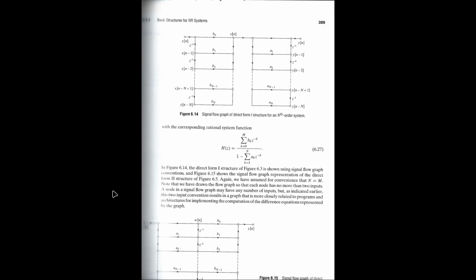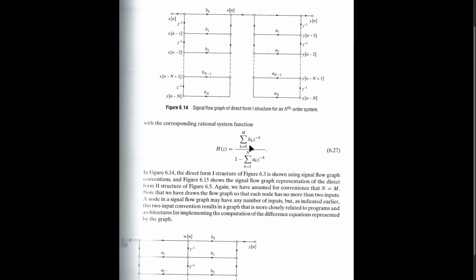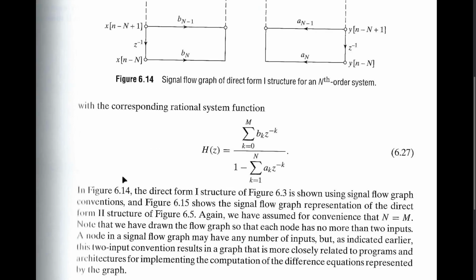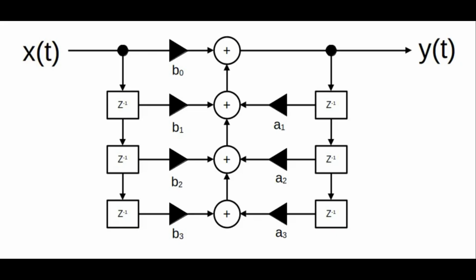There tends to be some confusion when calculating the tap values. The calculations don't use the terms feed-forward and feedback. They use A and B, as shown in this impulse response equation here. The A values correspond to the feedback, and the B values correspond to feed-forward.